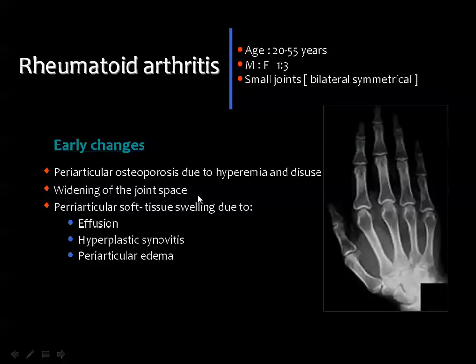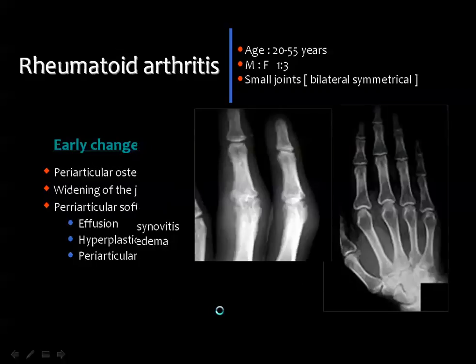Widening of the joint space due to synovial hypertrophy and maybe effusion, and periarticular soft tissue swelling, which is a fusiform soft tissue swelling around the affected joints. The causes include the presence of joint effusion, hyperplastic synovitis, and periarticular soft tissue edema.